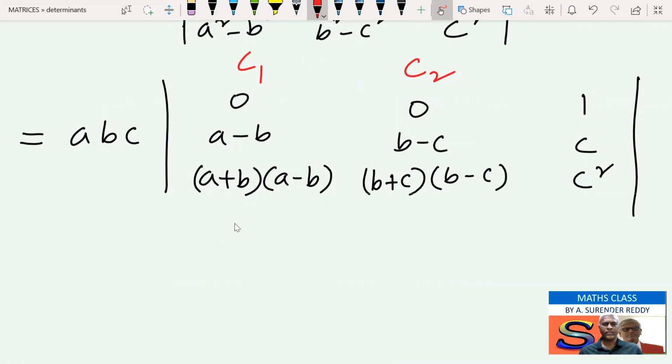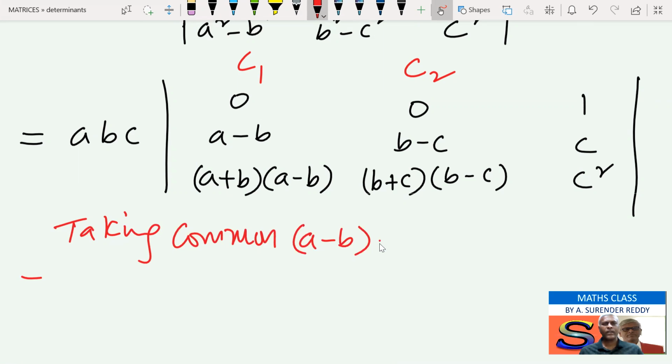0 into b minus c, you can assume. So now taking common a minus b and b minus c from C1, C2 respectively.